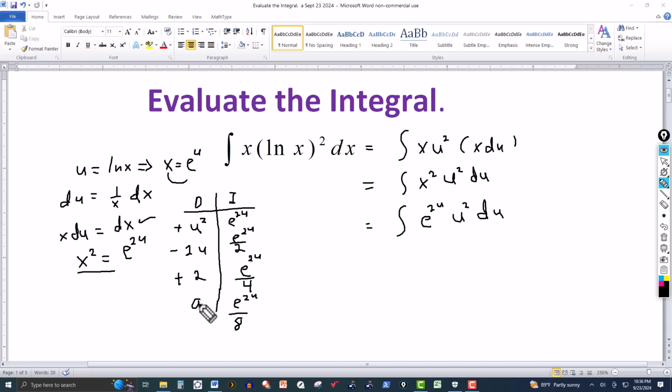We're going to stop here at 0. You get 0 there, we can stop. But if we had to go over there, there'd be another minus here. Signs alternate. And then we just multiply down the diagonals.